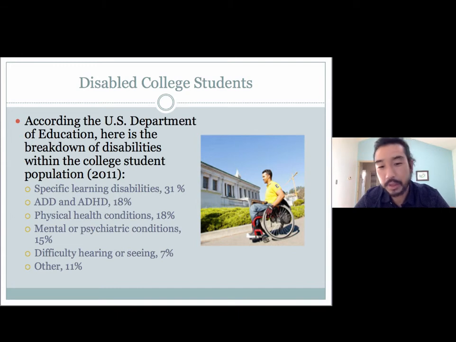Difficulty hearing or seeing is only 7%, and other is 11%. So when I speak in this presentation, I'm going to talk a lot about screen readers, but we also should really think about people with learning disabilities and people who have emotional issues. I think we should really emphasize that online education is a good option for people who have social anxiety disorder or other social issues which prohibit them from showing up in the classroom and having a good experience in a social learning environment.